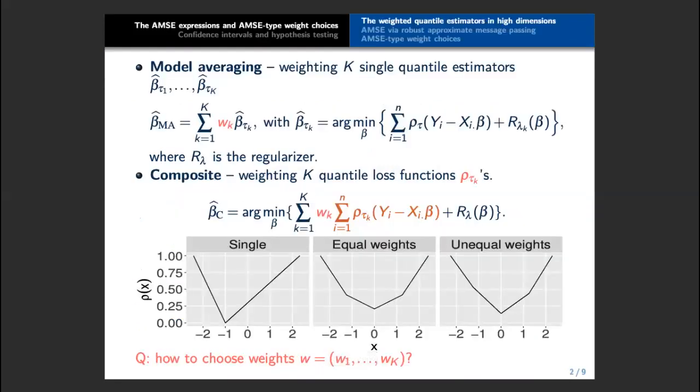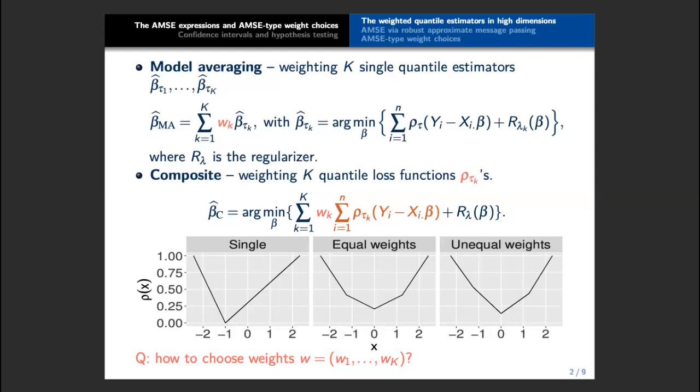We start by introducing the two weighted quantile estimators. The first estimator is the model averaged quantile estimator obtained by weighting k single quantile estimators. For this estimator, only the single quantile loss functions are involved. And in the left panel of the figure, I also have an example single quantile loss function. And the second estimator is a composite quantile estimator obtained by first weighting k single quantile loss functions and then performing one-time estimation in the end.